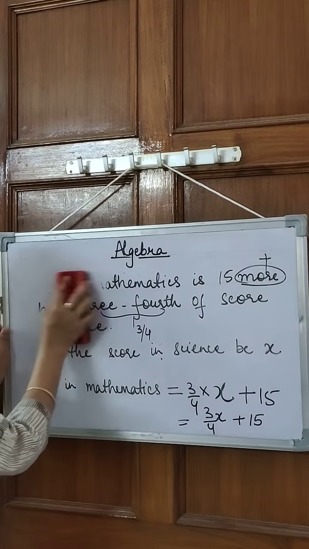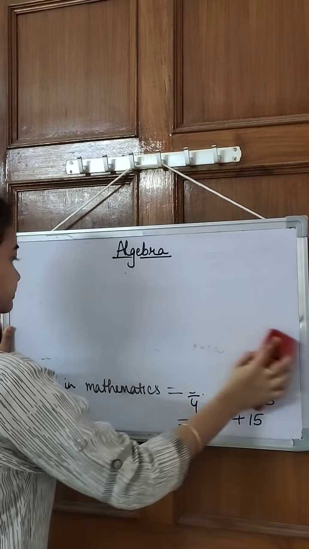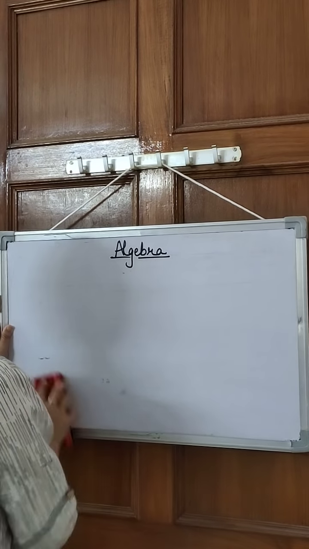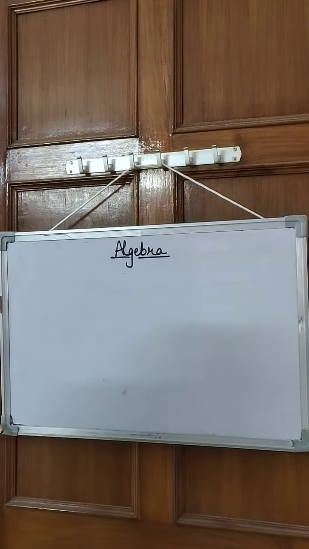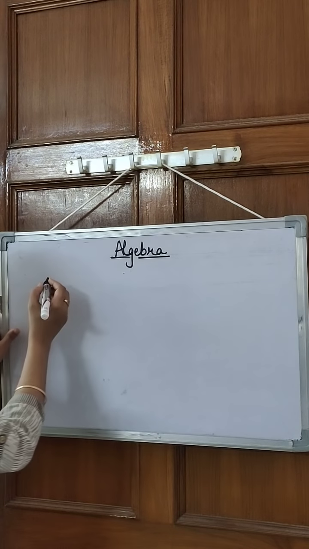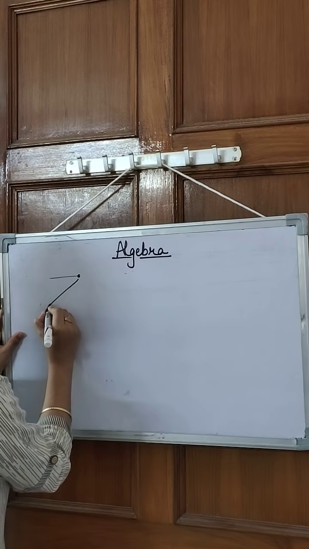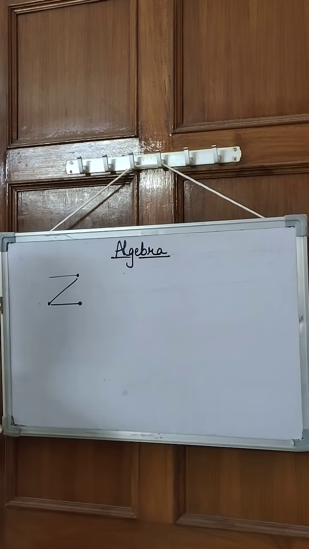Now let's take a few questions of pattern. I am reading the question. Find the rule which gives the number of matchsticks required to make the following matchstick pattern. Use variable to write the rule. Okay, so I am taking a pattern. Suppose I have to make a Z. So if I am making a Z, then how many matchsticks am I using? I am using 3 matchsticks.